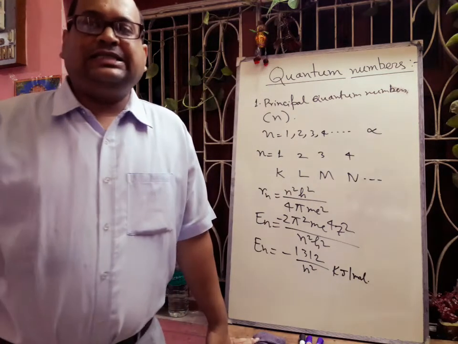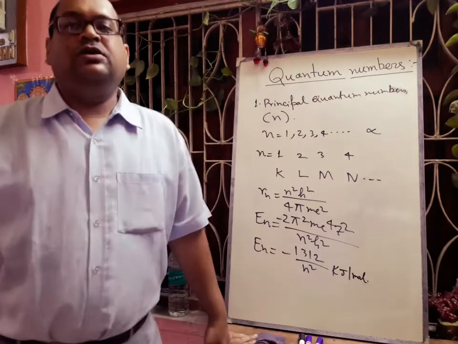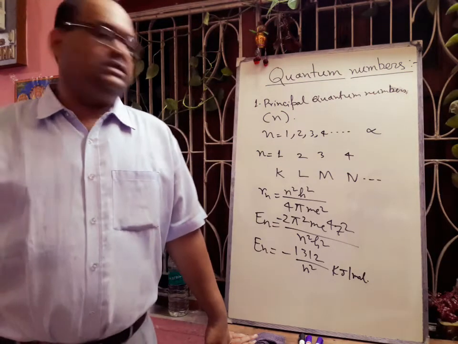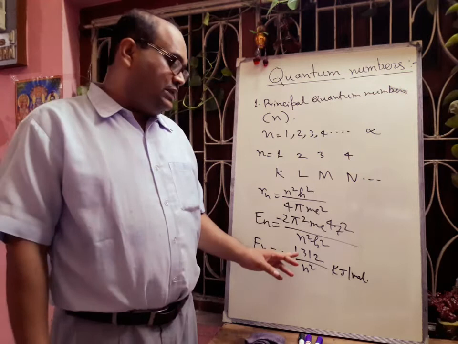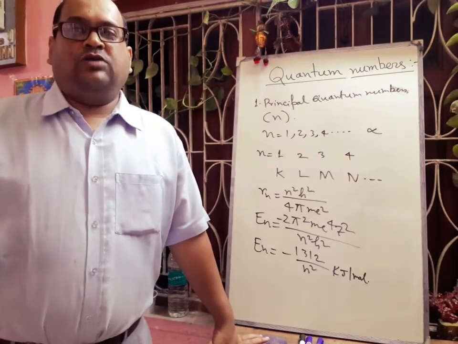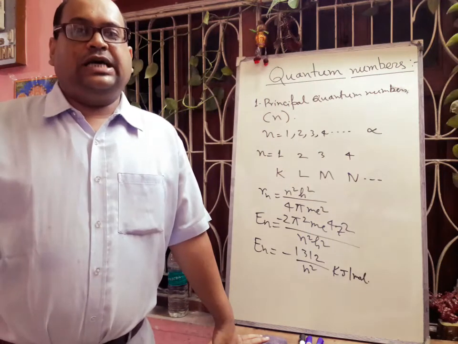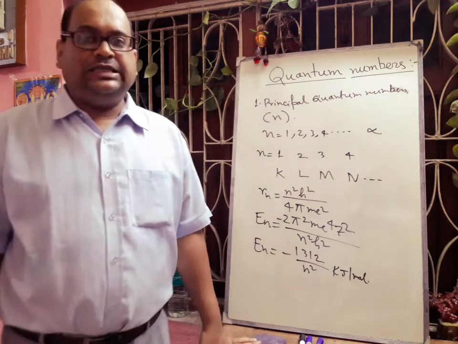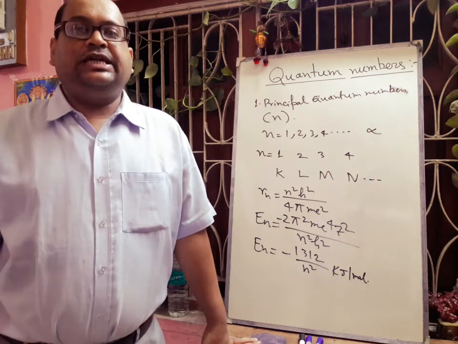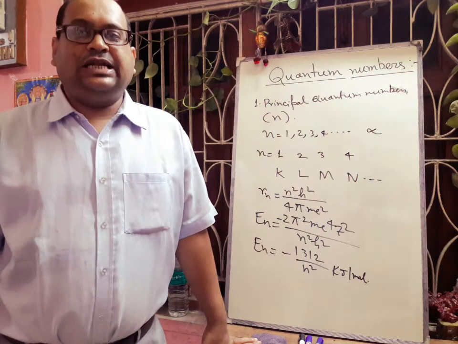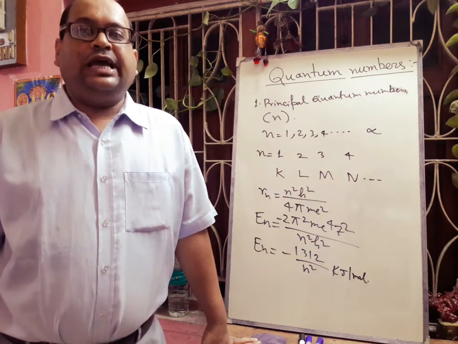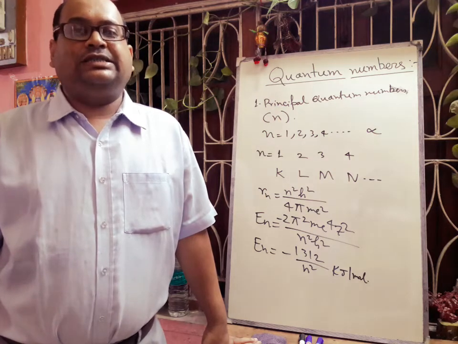This relation shows that the largest negative value of the energy, that is minus 1312 kilojoule per mole, is obtained when n is equal to 1. Thus n is equal to 1 gives the lowest energy state of an electron in hydrogen atom. This state is called ground state or stationary state of an electron in an atom. All states with n values greater than 1 are called excited states.